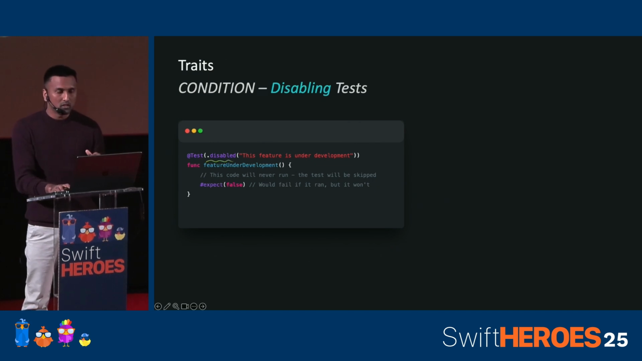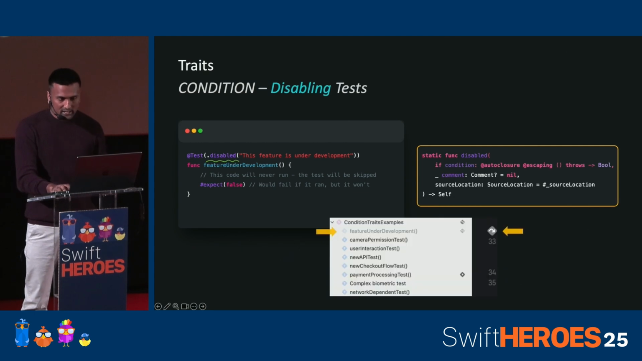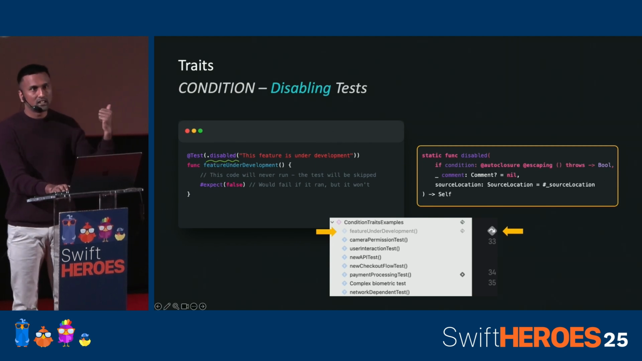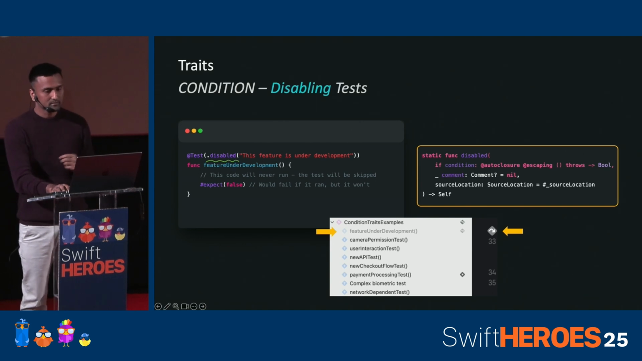If you want to disable a test, like you do not want to run them for some reason, you can add this trait. The test will be skipped, and you can see in the test navigator, the test name will be grayed out, and you can see the test icon will turn to the right one, which we saw in the first slides.